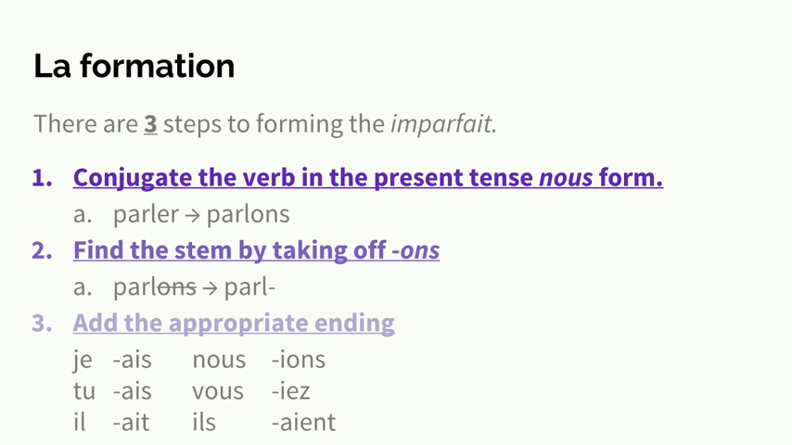So for je, ais; tu, ais; il, ait; nous, ions; vous, iez; ils, aient. And you'll notice that je, tu, il, elle, on, and ils, elles all sound exactly the same, which is really useful and helpful when we are speaking. However, they are all spelled differently, so we have to remember that when we're writing out our French. And ions and iez always have an i.